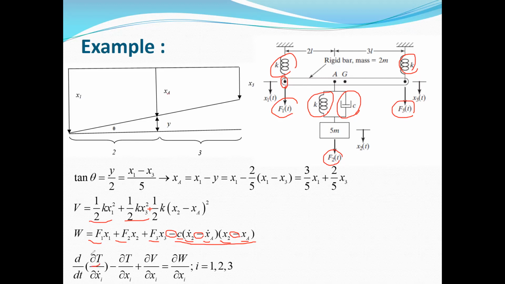You need to calculate the partial of T with respect to x_i dot, where i is 1, 2, and 3. And also we need to calculate the partial of T with respect to x_i. You need to calculate the partial of V with respect to x_i from this equation, and finally the partial of W with respect to x_i, which results in the Q_i. So from this equation you can calculate the partial of W with respect to x1, x2, and x3.